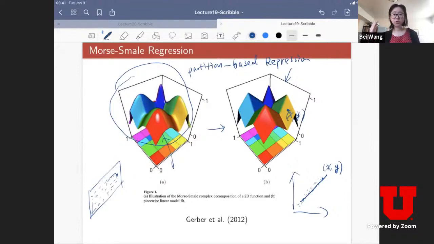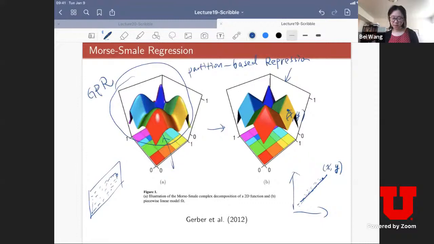Of course, you might say, this is an example where I cannot really use a linear model. Maybe I can use a Gaussian process, right? If I use Gaussian process regression, which by itself is a mixture of Gaussian functions, then I can probably fit this. That's fine, but that's another class of regressors, right? So what I'm focused on here is that you can use the property of the Morse-Smale complex to derive a partition-based regressor. That's really the key part of it.